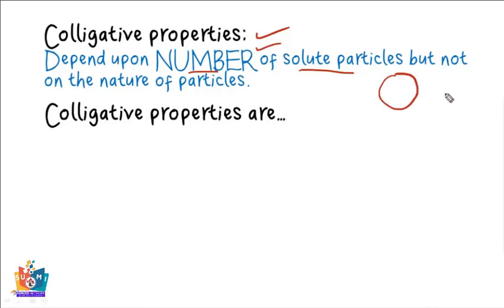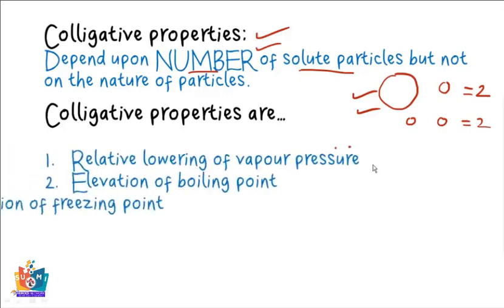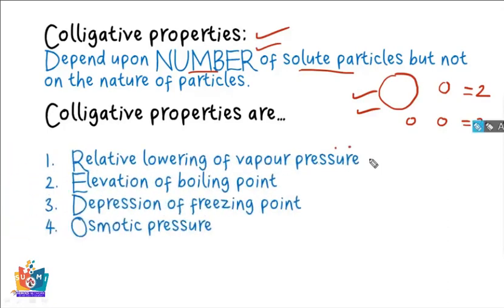If one is bigger and the other one is smaller, this is taken as 2. If there is smaller and smaller, this is also taken as 2. It considers number only, not the density or the weight or any other properties. Colligative properties are relative lowering of vapor pressure, elevation of boiling point, depression of freezing point, and osmotic pressure.